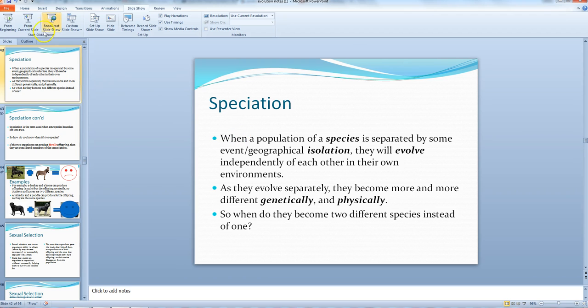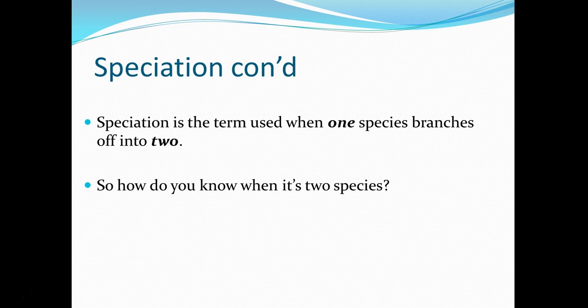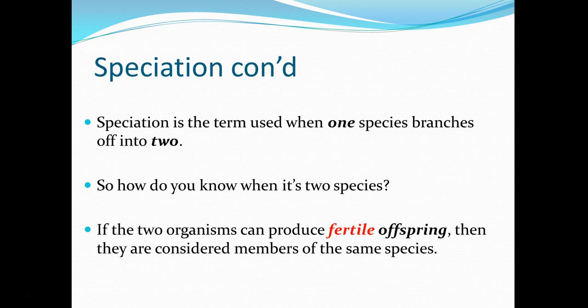So as they evolve separately from each other, you can see they become more different physically, just like the two squirrels had some physical differences, but more importantly, they become different genetically. So eventually, you can have two different species. So when do we consider them to be two different species? Because I said the Abert squirrel is actually considered to be a subspecies. That occurs when one species branches off into two, and you can tell it's two different species because if the two individuals produce fertile offspring, then they're considered members of the same species.